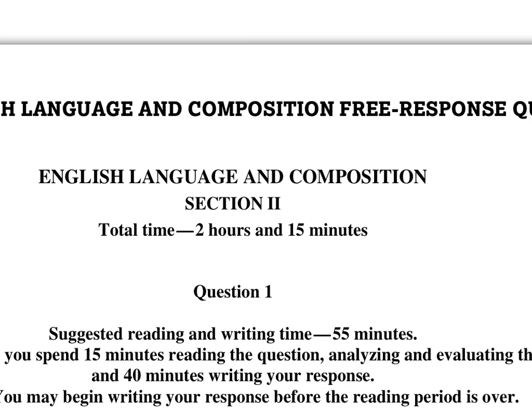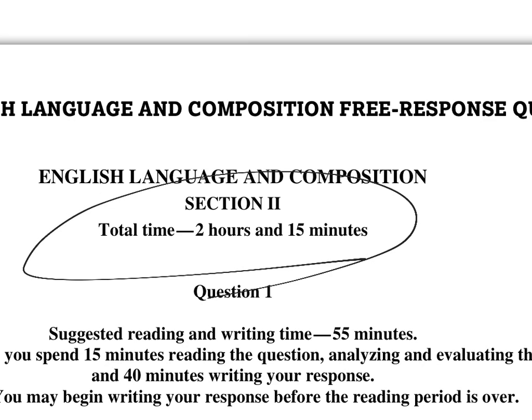You do get 2 hours and 15 minutes. The history of those 2 hours and 15 minutes is that it used to be you only had 2 hours. In 2007, they gave you 2 hours and 15 minutes, not because scores were so bad, but because that's when the synthesis question started. So with the synthesis come documents. So they give you the extra 15 minutes so that you can read the documents without it taking away from your writing time. How lovely. All right, so that is nice of them.